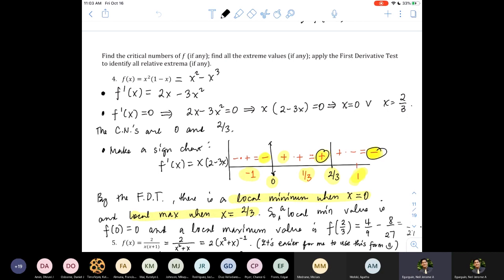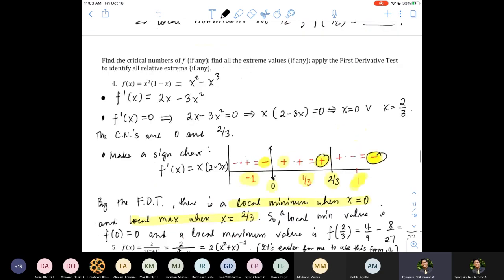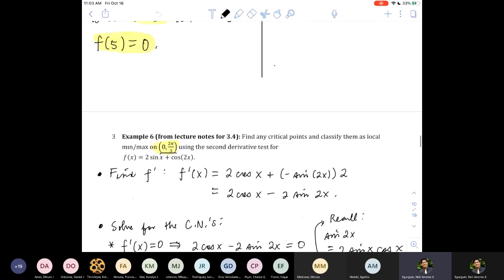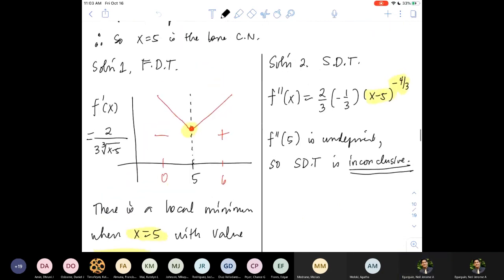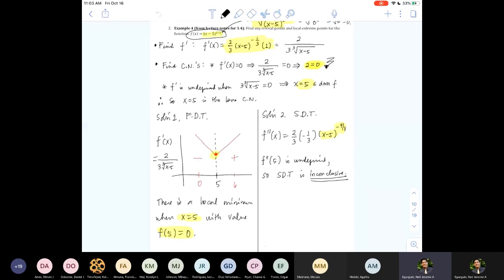From worksheet 11, the answer was x equals 5. Let me see. Is it finding the local max and the local min? Oh, here we go. I think it's example 2. All right. So in example 2, what the actual solution is, and how you would know to use both.